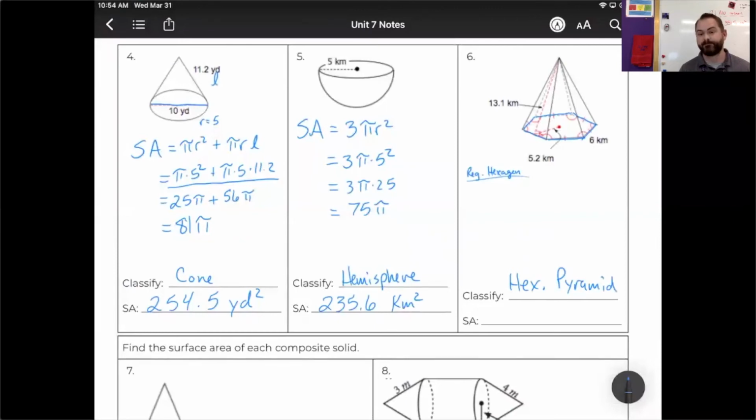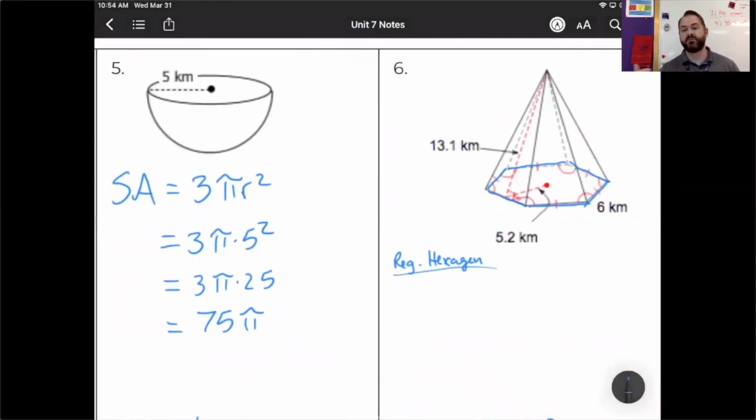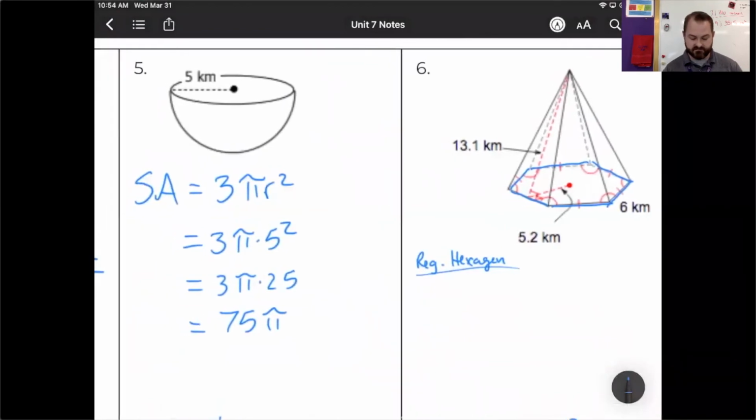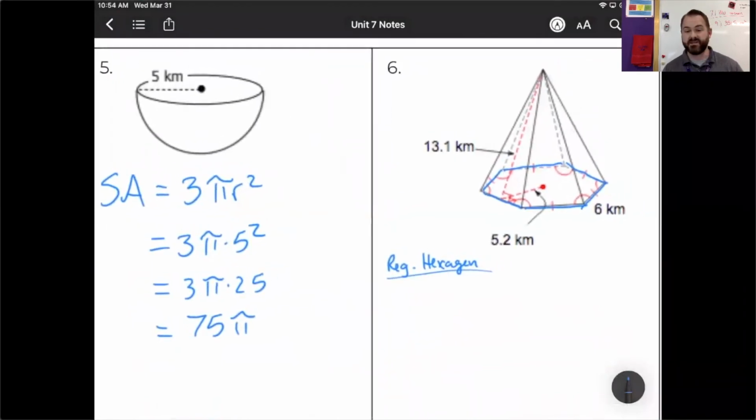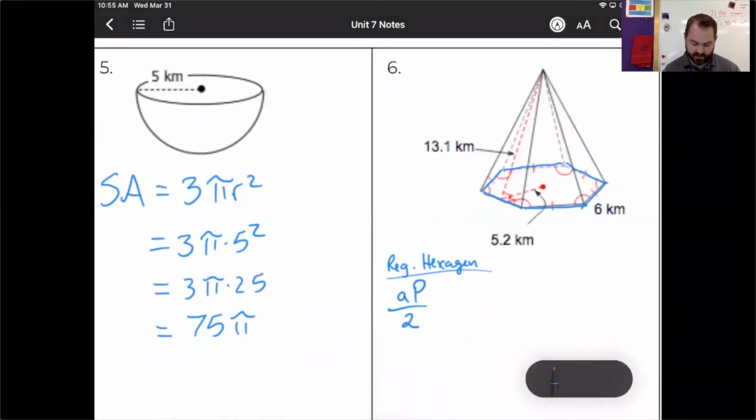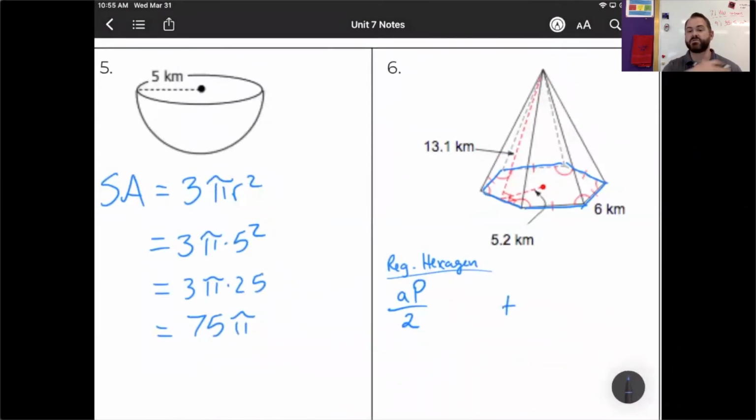pyramid. So to find the surface area, we're going to add up the individual flat surface areas. So the first one is the base, the regular hexagon. Remember, the area formula for a regular polygon is apothem times perimeter divided by 2. And we're going to add the area of those triangles.